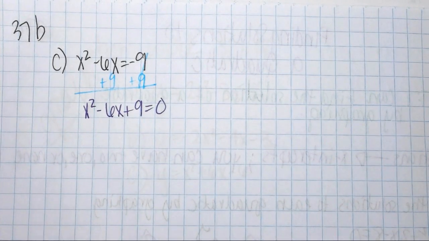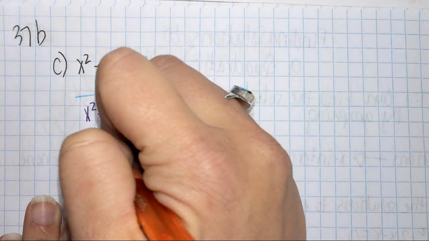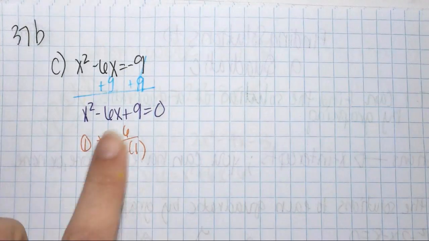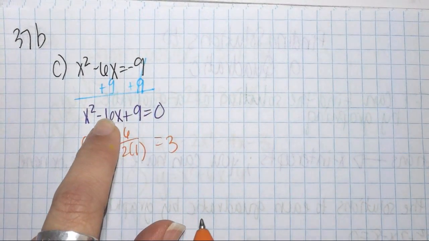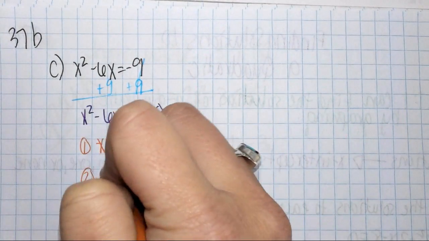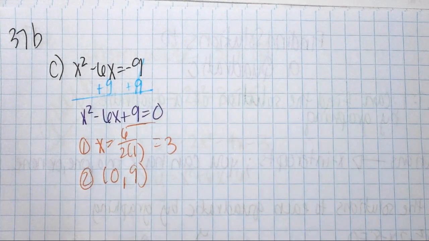Okay. So for your axis of symmetry, everybody got 6 divided by 2 times 1, correct? Alright, and then you got positive 3. And the reason it's positive 3 is because it's the opposite of negative 6, right? For step 2, your y-intercept is 0, 9, because it's this number right here.